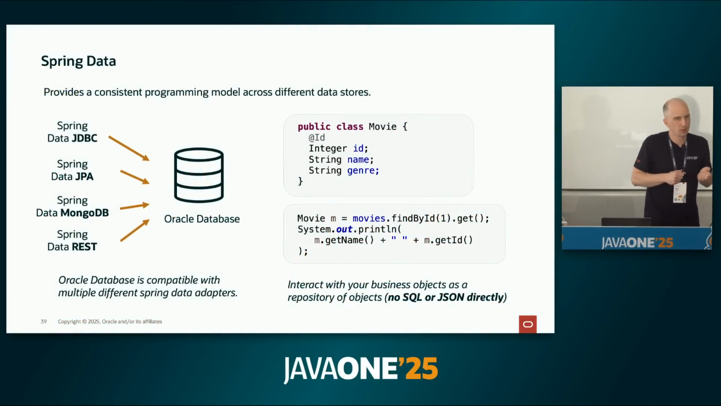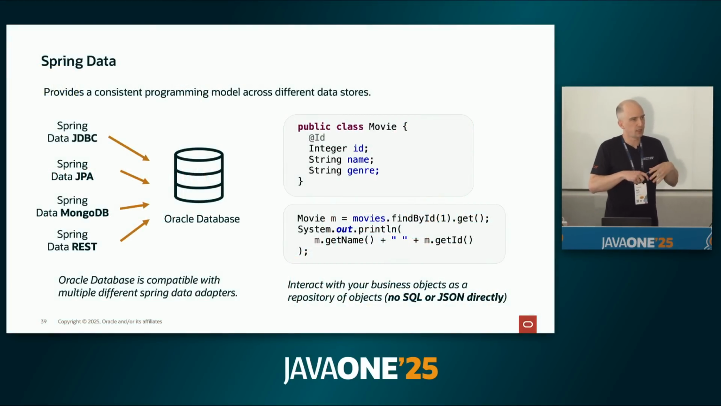So Spring Data, one way to look at it is a step further from these Databind examples. They make it so you don't even have to put these SQL statements in your code anymore. With Spring Data, you're working with the database as a repository of objects with methods that allow you to access the data instead of putting the SQL in your code. And there are different adapters for Spring Data for different databases. Oracle Database actually works with four of them.